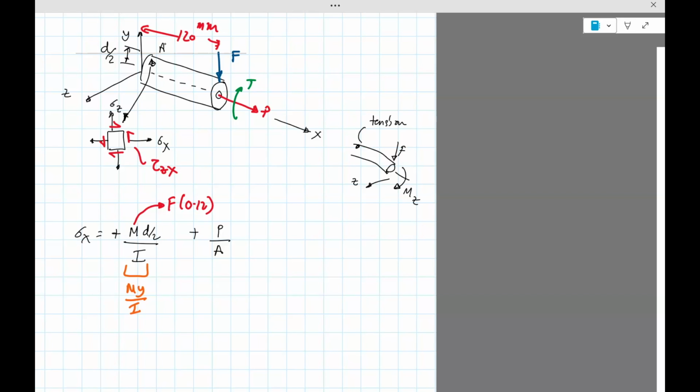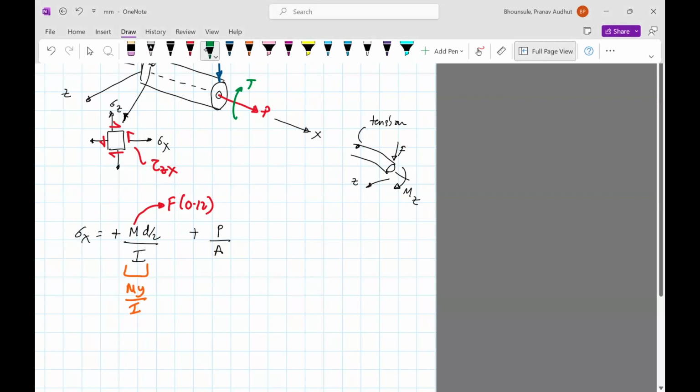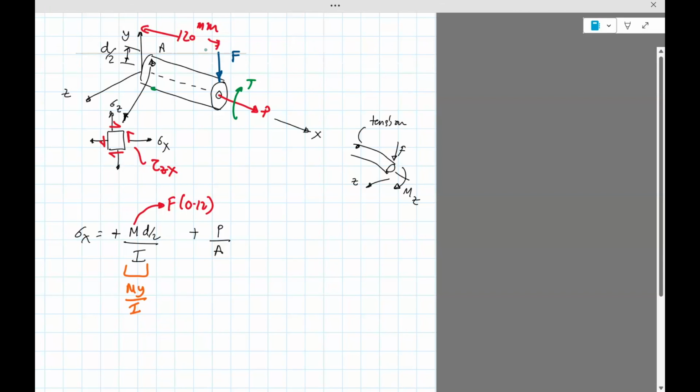Now an aside, what about a point here? Let's say this is B.